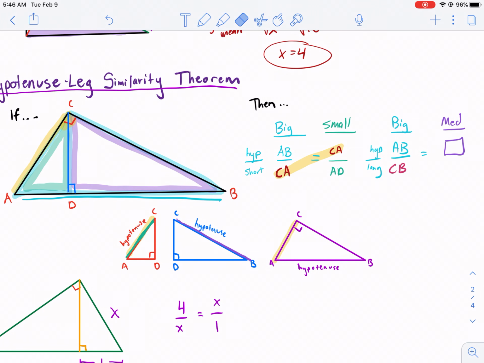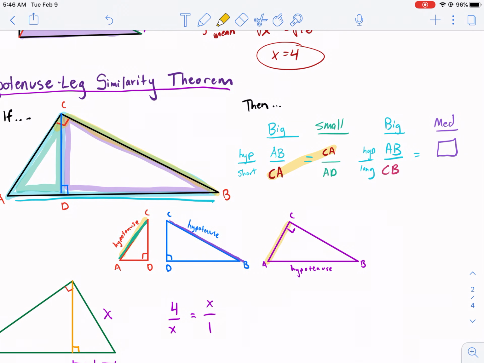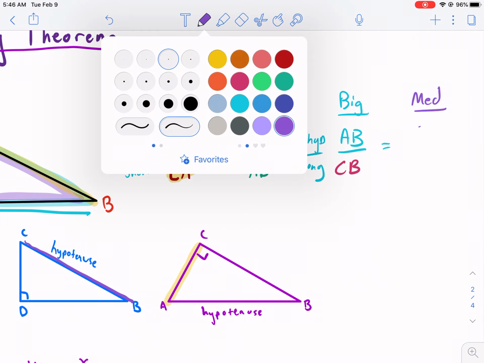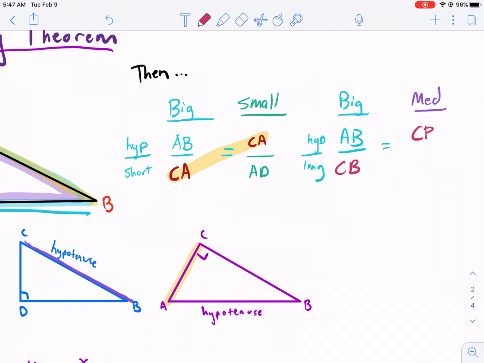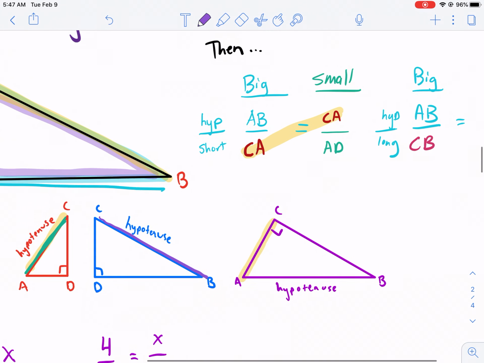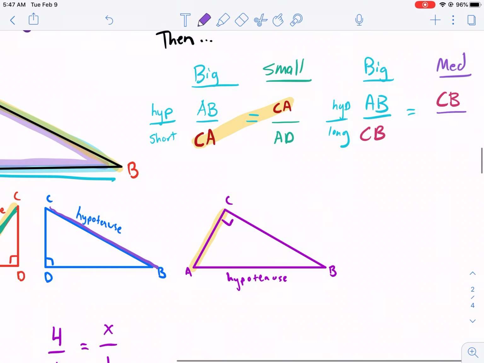Let me erase this, actually. The medium triangle shares a side with the big triangle. The side it shares is the hypotenuse. The hypotenuse of the medium is the long side of the big triangle. So CB is actually the hypotenuse of the medium triangle. So this is over my long side of the medium triangle, which is simply DB.